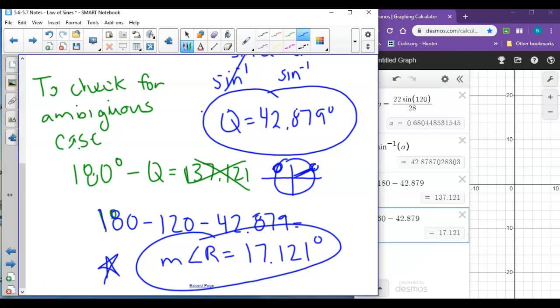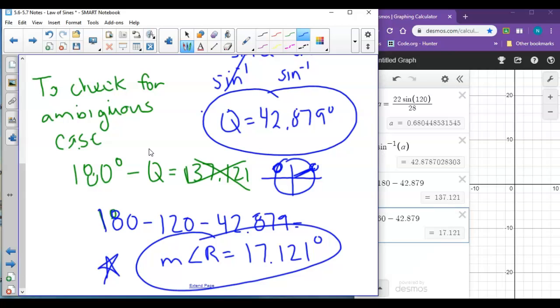Okay, so in that case, the ambiguous case did not work, so there's only one answer. And really, most of the time, that's what's going to happen. Occasionally, you will have ambiguous case problems.